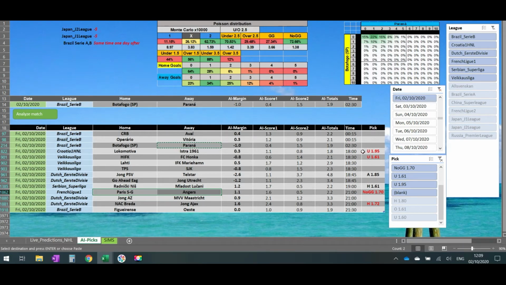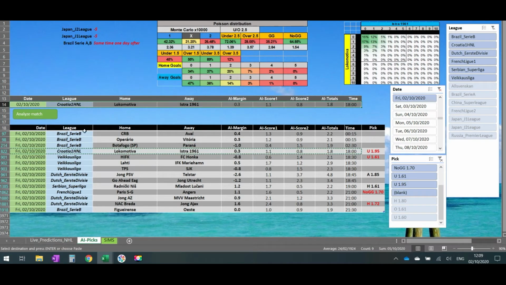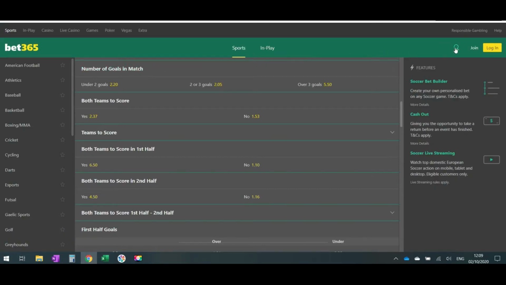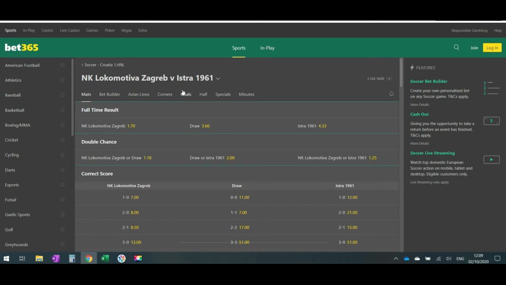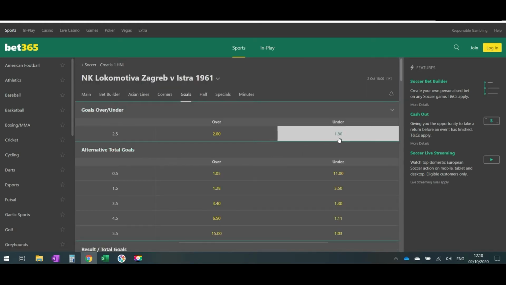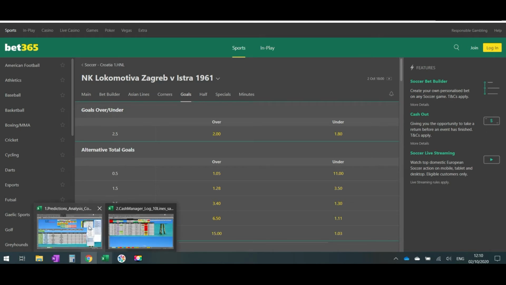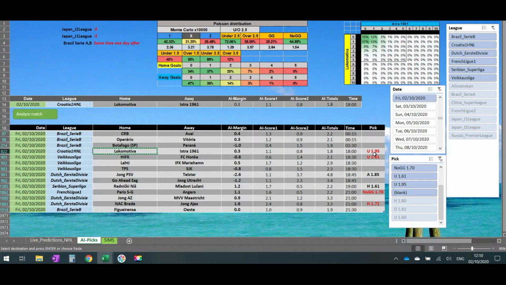In this match, Lokomotiva against Istra from Croatia, I picked under. Yesterday when I made it, it was 1.95. So let's see today if it's the same or smaller. We see that the indicator is for under 2.5 goals, only this one. So let's go and check. Lokomotiva against Istra, it's this one. The match is at 6 o'clock. Let's go to under. It's 1.80. Yesterday when I made the picks, it was 1.95.